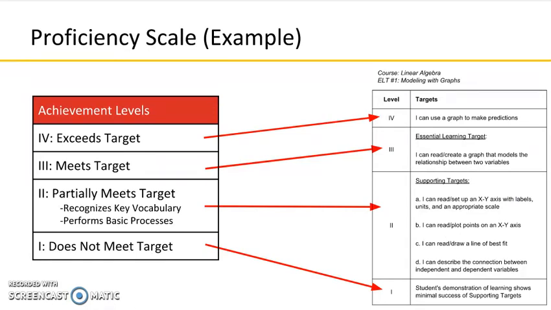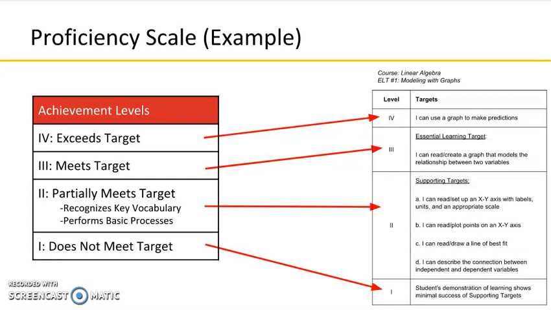So let's walk through each of those in a little more detail and tie them back to your task template. I mentioned proficiency scales just a moment ago. If that's a new term for you, they are simply a tool that you can use to really help delineate what do different mastery levels look like for a particular standard. So in the example that I've used in this module, the standard asks for students to be able to read and create graphs that model the relationship between 2 variables. So that would be at the 3 level, or the meets the target.